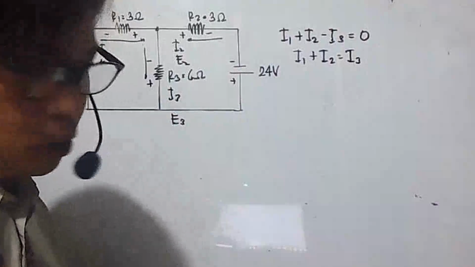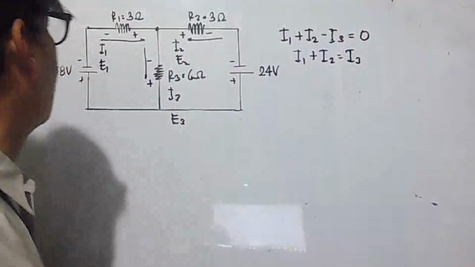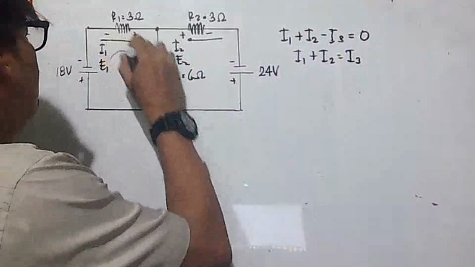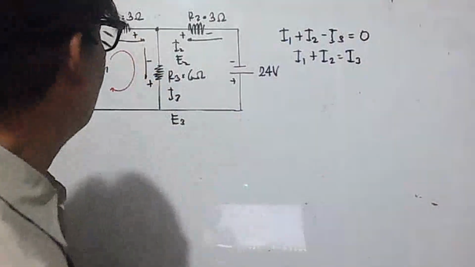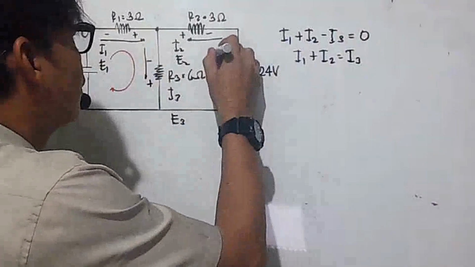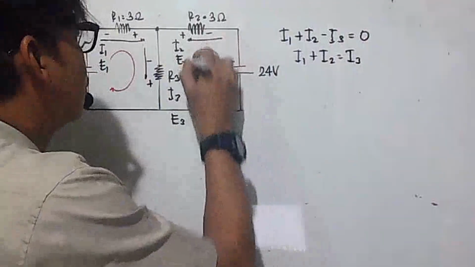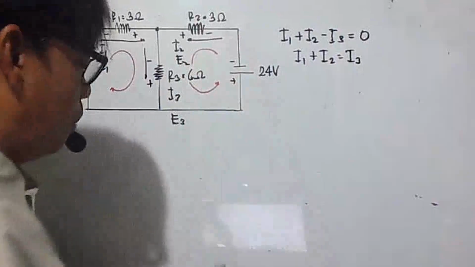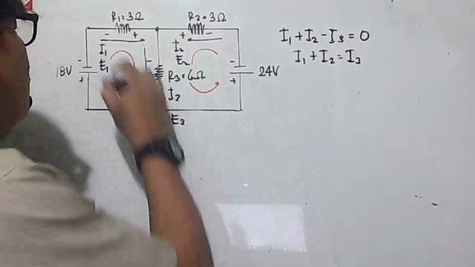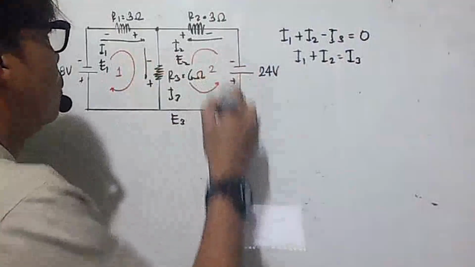Now we're going to discuss the loops. In a closed loop, the summation or algebraic sum of the voltages should be equal to 0. So this is your loop 1 and this is your loop 2.